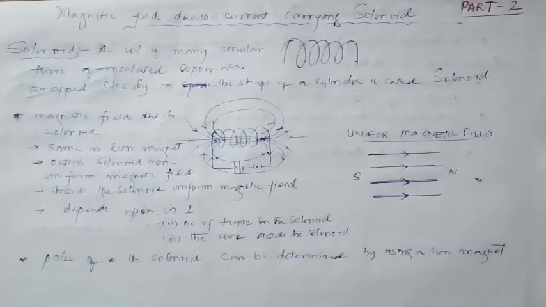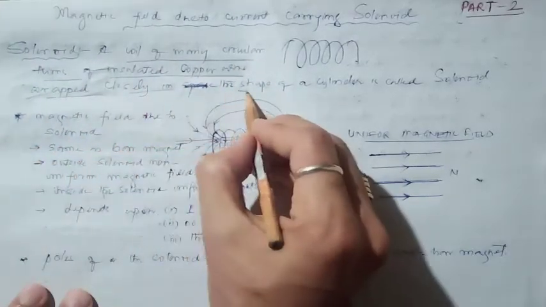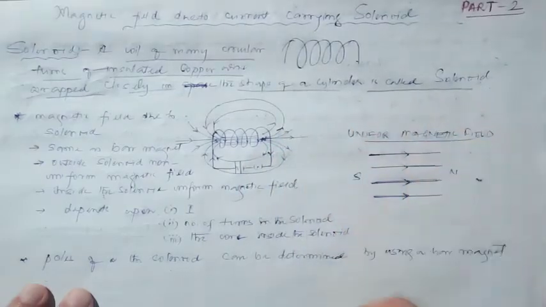Hello students, in this video lecture series, we'll discuss the magnetic field due to a current carrying solenoid. Student, what is a solenoid? A coil of many circular turns of insulated copper wire wrapped closely in the shape of a cylinder is called a solenoid.